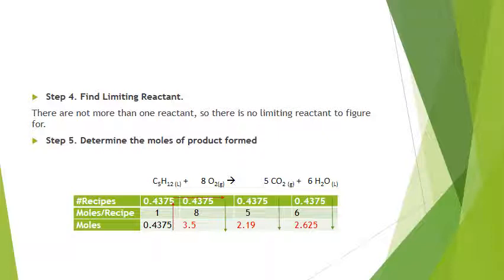Find limiting: there's none, so you don't have to do that. So just determine the amount of products and moles of everything else. That's how many moles, so figure out how many recipes you can do. For every recipe of pentane, you need one. If you have 0.4375, you can do that many recipes, so bring that all the way across. Then to figure out moles, you multiply the recipes by the moles per recipe.